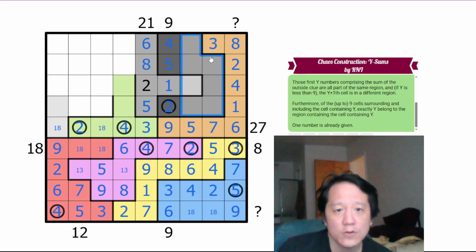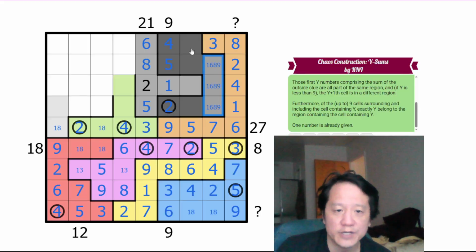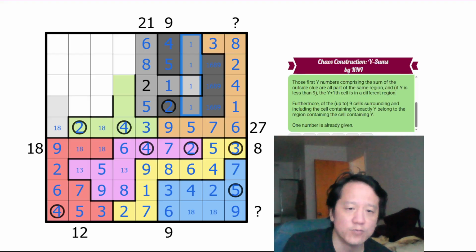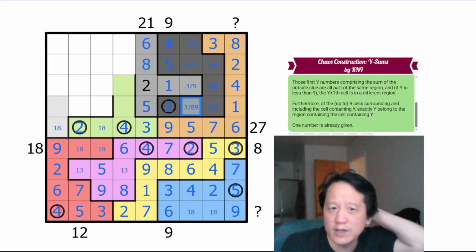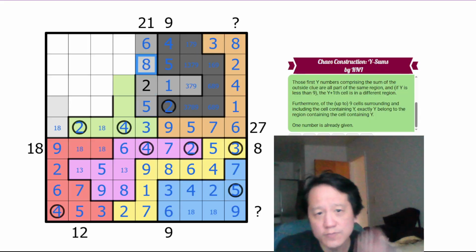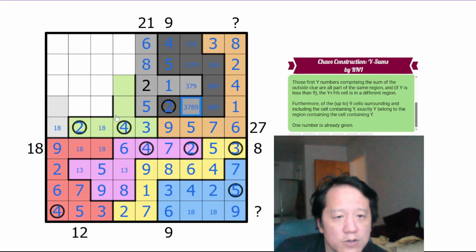Okay. Remaining digits in column 8. We have 1, 6, 8, 9. Remaining digits in column 7. We have 1, 3, 7, 8, 9. Okay, no 1 here because of 1 in the rows. No 1 here because of 1's in the rows. This can't be 8 because of 8 in the row. No 8 here because of 8 in the row. No 3 here because of 3 in the row. Okay, this can't be 8 because of 8 in the region. So we have 3, 7, 9 there.